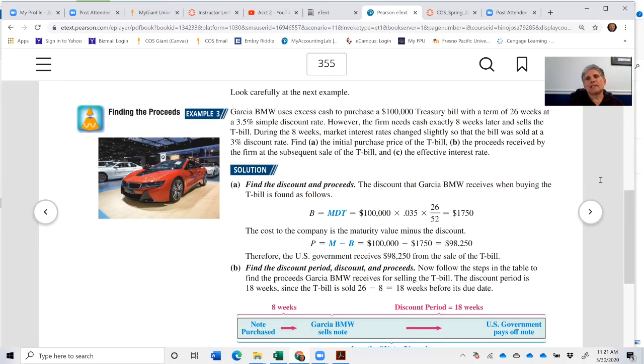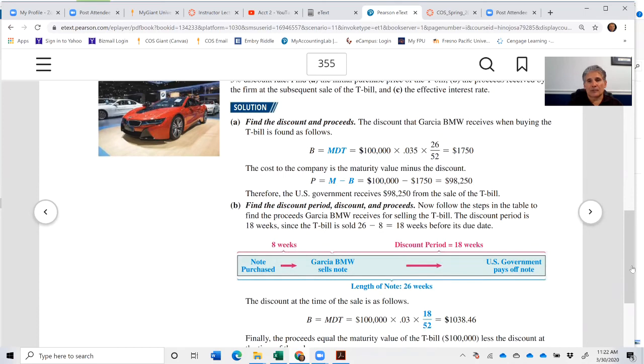So the bank is going to look it up on their tables and see what discount they can give. And interest rates change all the time. So now the bank looks at what the current rates are and figures, okay, let's use a 3% discount. So the bank will buy this at a 3% discount. Fair enough. Garcia BMW needs the cash, they sell it, and now the bank has to figure out how much they are going to pay.